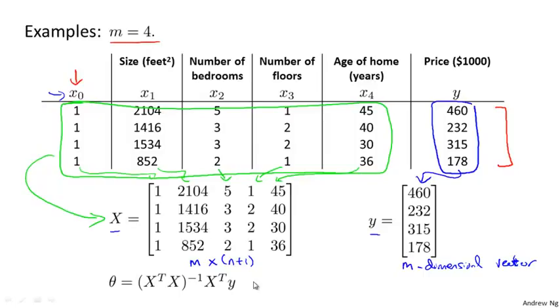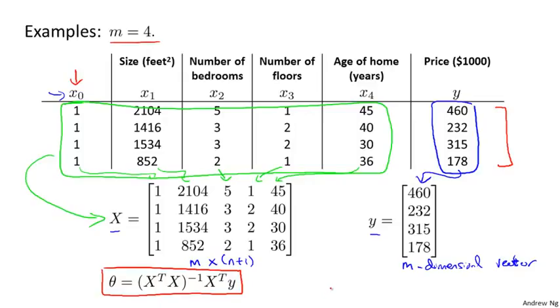Finally, if you take your matrix X and your vector Y, and you just compute this and set theta equal to X transpose X inverse times X transpose Y, this will give you the value of theta that minimizes your cost function.